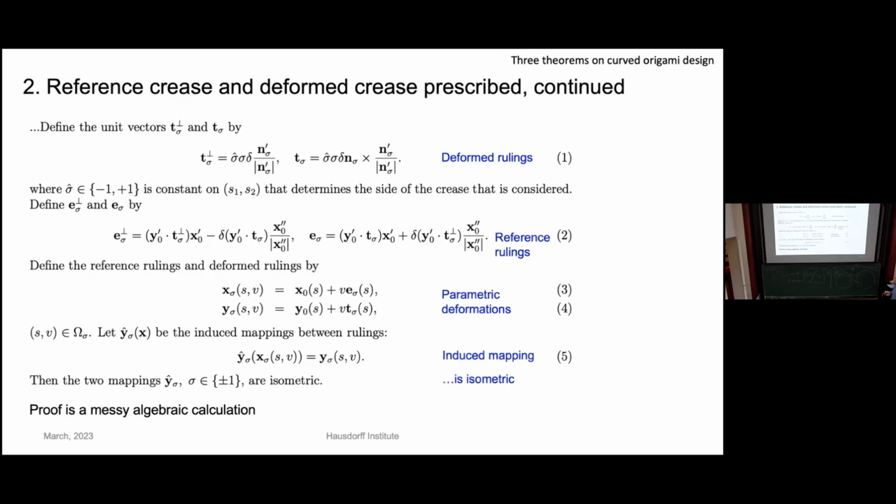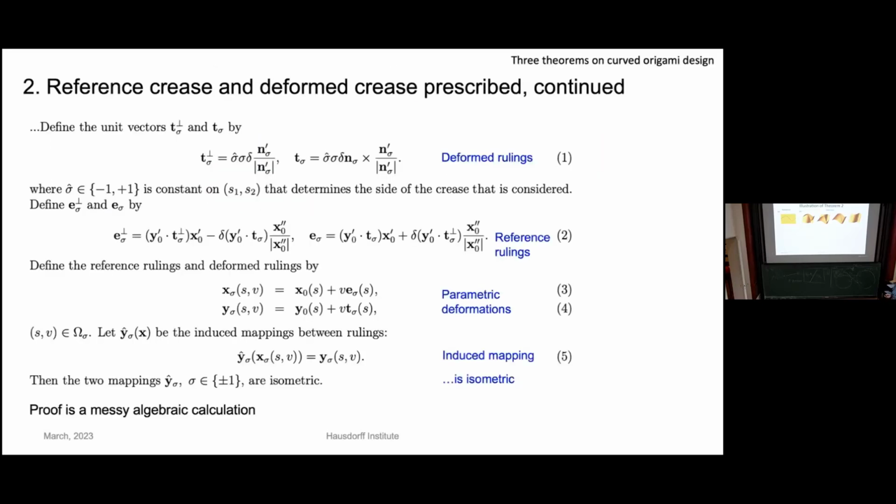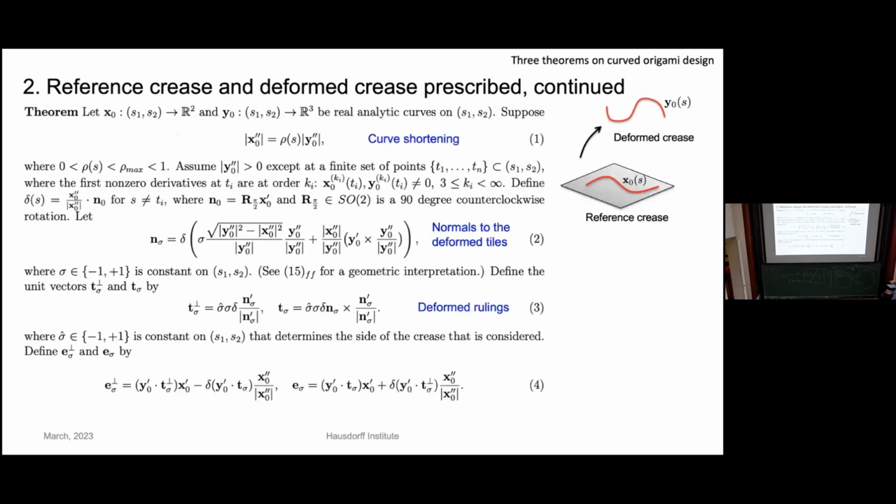So there's formulas. This can be illustrated nicely. I get a bit lost in what was prescribed here and what you would choose. The main thing that's prescribed is the reference crease and the deformed crease. Nothing about rulings. No, nothing about rulings. The rulings are given, they are the conclusion of the theory.